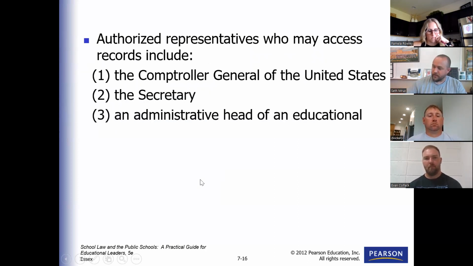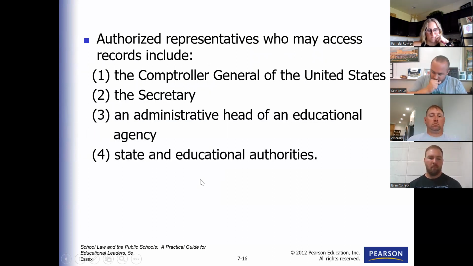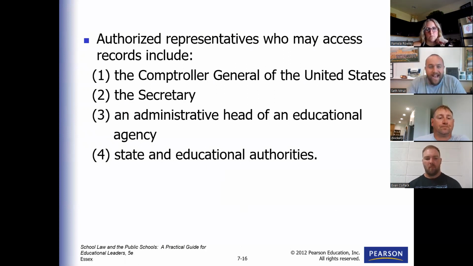And that takes us to slide 16, where authorized representatives, these are the people who may access records in those situations. One of those would be the Comptroller General of the United States. And I was today years old when I figured out that even existed. So I actually looked it up. It's a job for the US government.